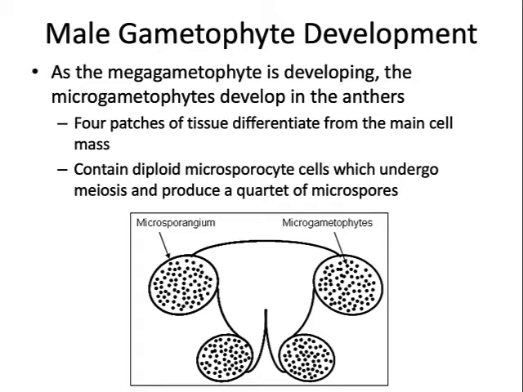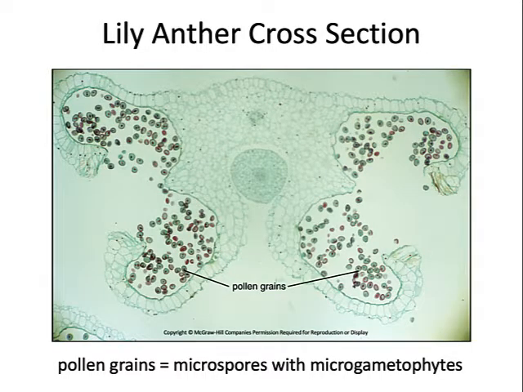The microgametophyte develops from 4 patches of tissue that differentiate from the main cell mass. This contains diploid microsporocyte cells, which undergo meiosis and produce a quartet of microspores. In this diagram, it shows us a lily anther in cross-section in which the pollen grains are forming. The microspores are going to give rise to microgametophytes, and the microgametophytes are the pollen grains.